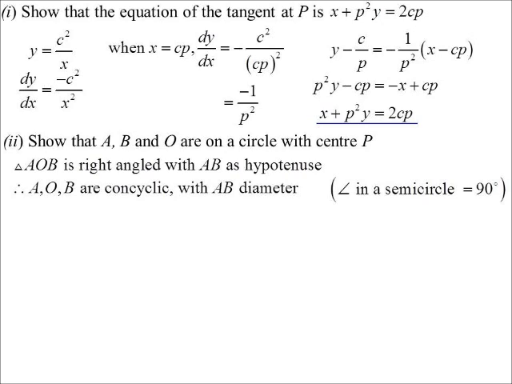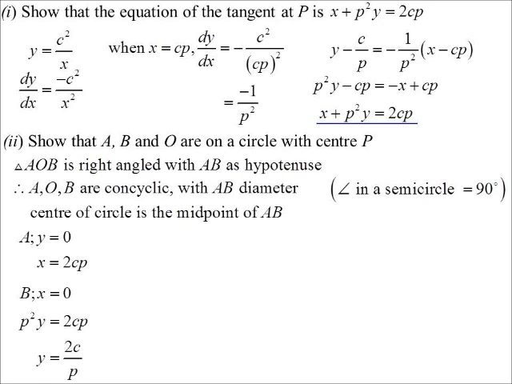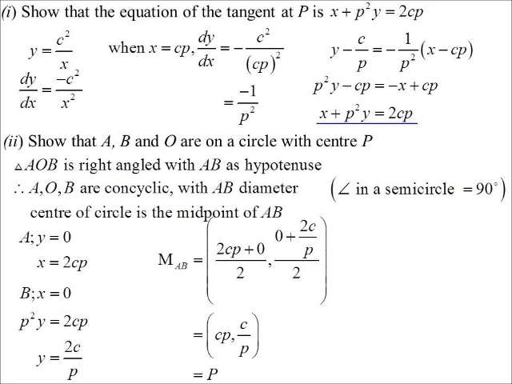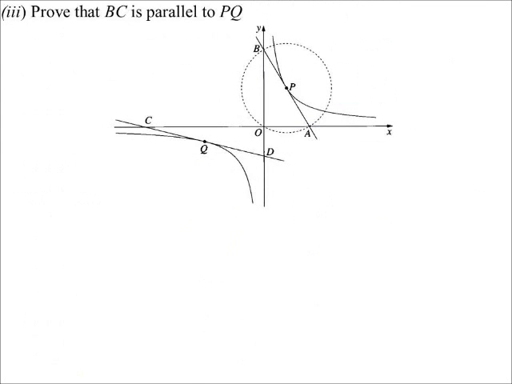So we know it's a circle. AB is the diameter. The center of the circle will be the midpoint of AB. All right. Well, A, there's my coordinates. B, my coordinates. So the midpoint, what do you know? CP, C on P. Yep, P is the midpoint of AB. So it turns out to be the center of that circle. Interesting question. Now we have to prove BC is parallel to PQ.